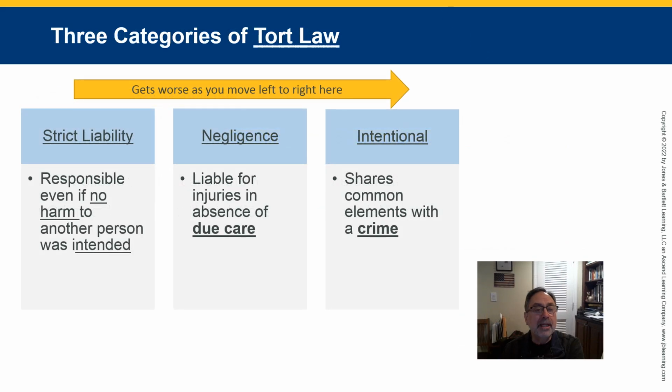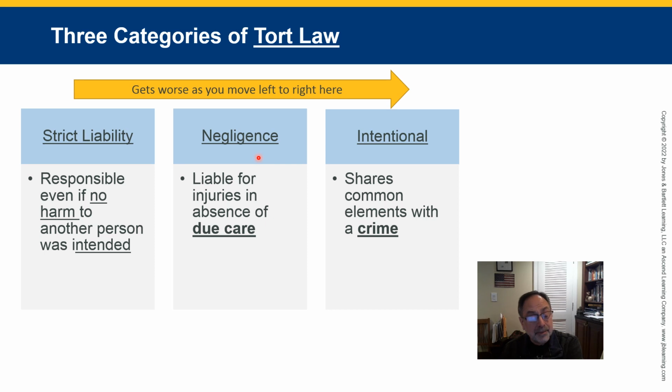Tort law has three levels of severity, and I put a little arrow here to indicate that as you move from left to right, it gets worse. The significance of the case looks worse and worse for the person who's being accused of the infraction. So there's the concept of strict liability. You're responsible even if no harm to another person was intended. So it's accidental, but you still may be liable for some financial penalties.